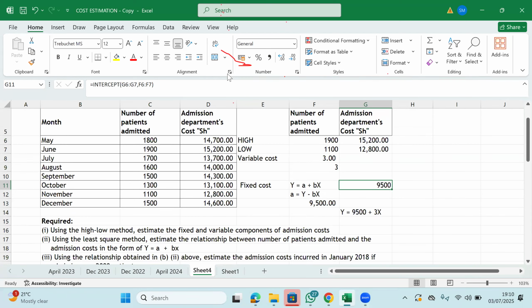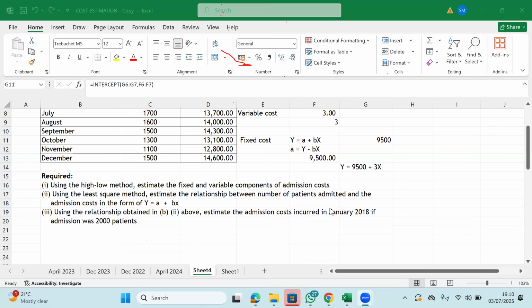So let me assume that is the correct position, 15,500. So of course, you just need to substitute. You replace X with the number of patients that you're talking about there.